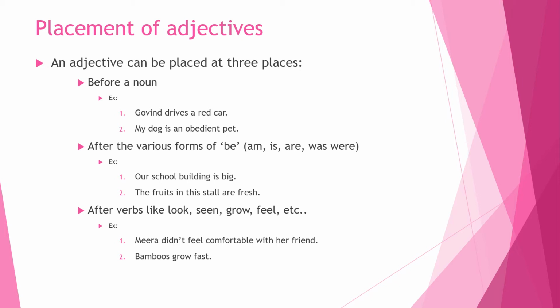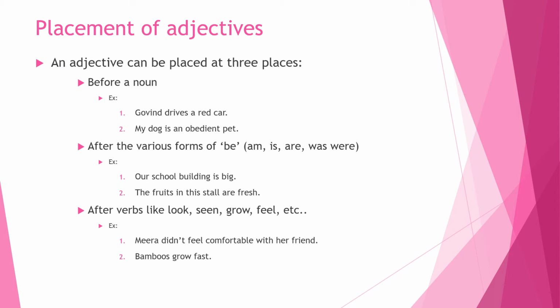In the next example, bamboos grow fast. Here in this example, verb is grow. So, we place an adjective after the verb grow. Adjective in this sentence is fast and the verb is grow.